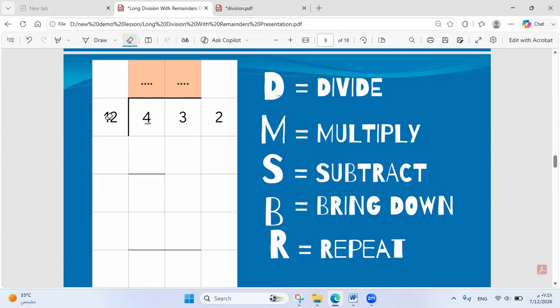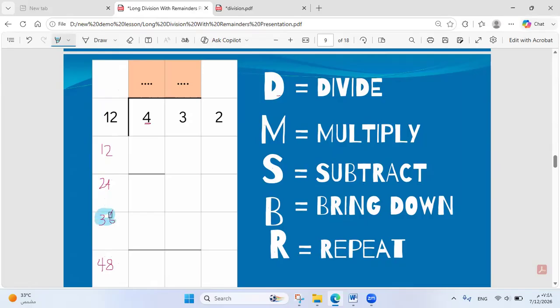Yes, very good. 43 divided by 12. How many 12s do we have in 43? We can use multiples of 12 if you remember them. If you start from 1, it's 1 multiplied by 12 equals 12, then 24. Then if you add another 12, you get 36. If you add another 12, you get 48. And 48 is bigger than 43, so it does not fit here. So the suitable number here is 36.